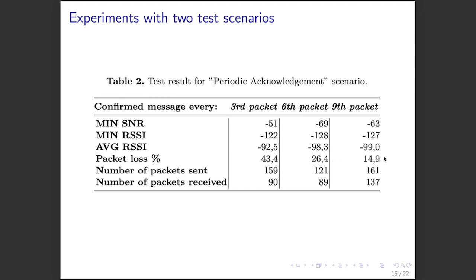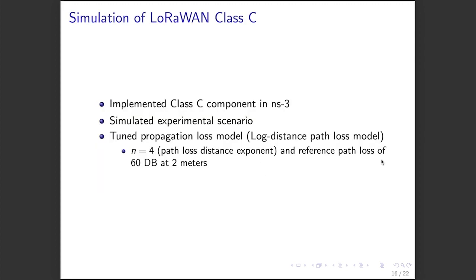And the best result that we got is if we send every ninth packet, we get a packet loss of around 15% in this scenario. So to also do some simulations with the Class C devices, we have implemented a Class C component in NS3 on top of the currently implemented LoRaWAN module in NS3.